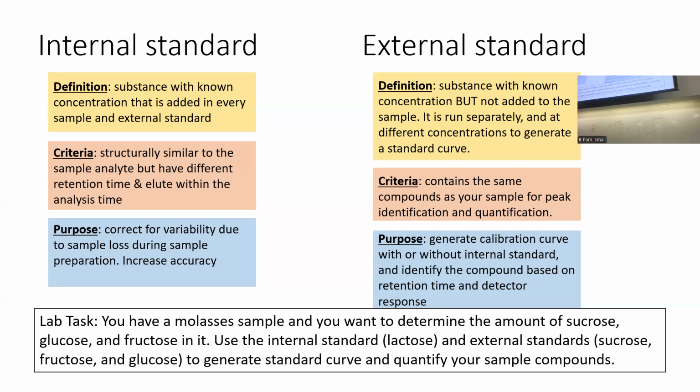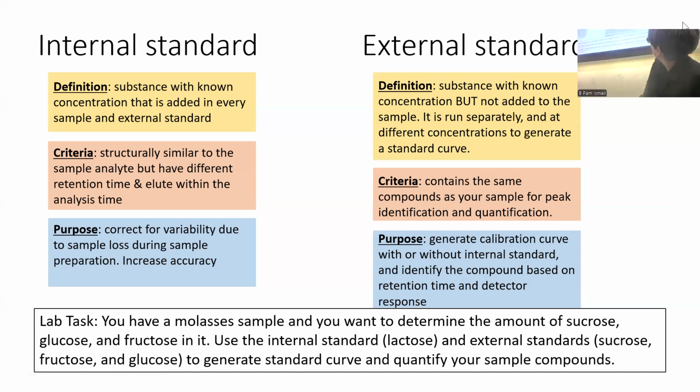The external standard is the same component you're measuring. So caffeine in your sample, you get the caffeine standard. Glucose, you get a glucose standard. And you prepare them at different concentrations. You use this to generate your standard curve for quantification.